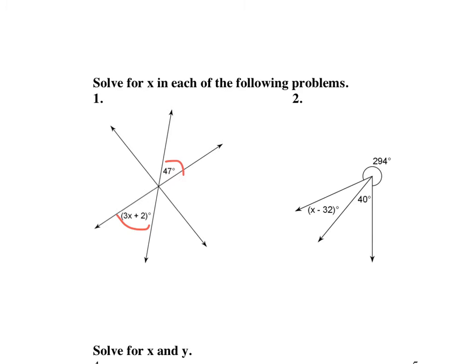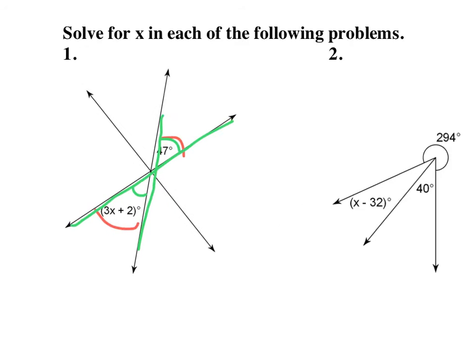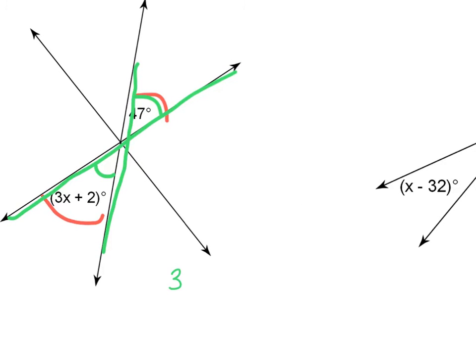If I look closely, I can see that they're actually vertical to each other. What do I know about vertical angles? They are what to each other? They're equal. So if I wanted to find x, I would just set this angle equal to this angle and solve. So I get 3x plus 2 equals 47.